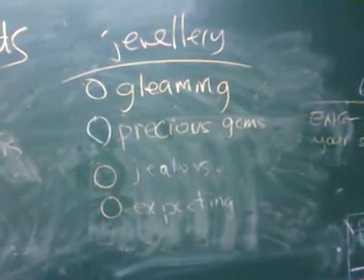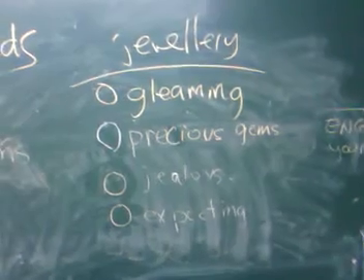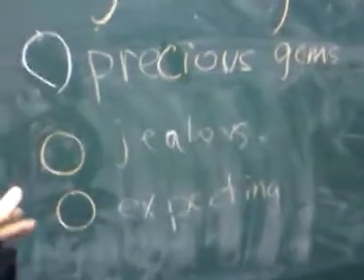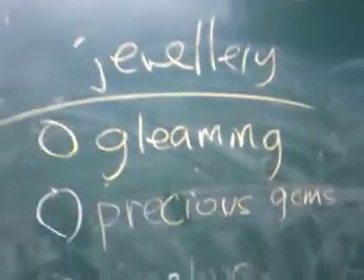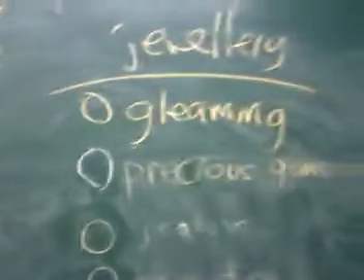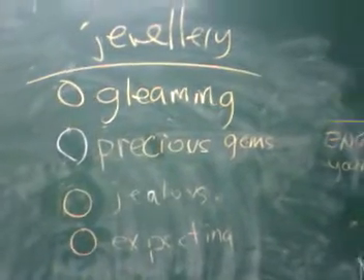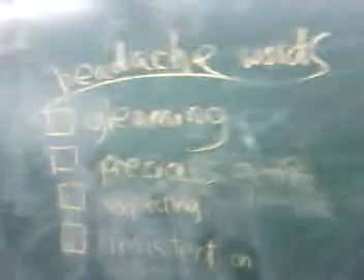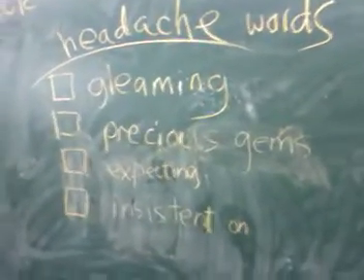And another student in the class said, these words can be used for jewelry. That is, these are words associated with jewelry: gleaming, precious gems, jealous, expecting. So, I'm glad that in this class we do have a lot of people with different ideas, different ways of labeling these groups of words. And words can be used in more than one group.